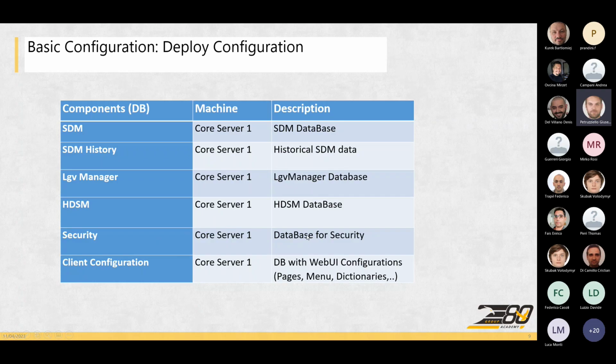and the HDSM database, a database related to security, where we can find information about users and permissions, but also tokens, and we can see also in the next module tokens and claims related to roles and permissions. Another important database is the client configuration database, used for web UI configuration. In this database we can find information about the pages, the configuration of the pages, the menu, dictionary, and so on.